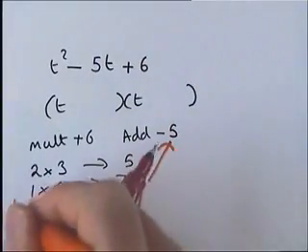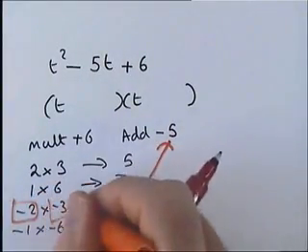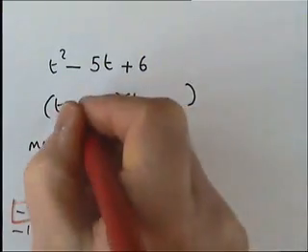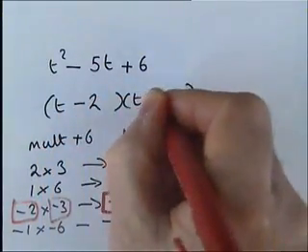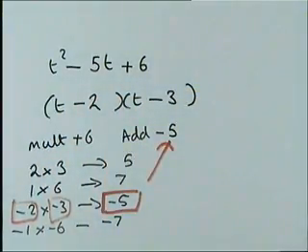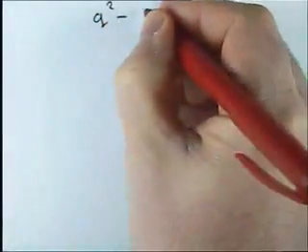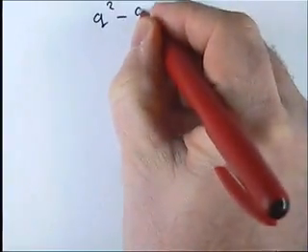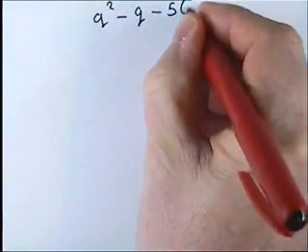So we know the answers are going to be negative 2 and negative 3. So t minus 2 and t minus 3. Okay, the rest of it just comes with practice. We're going to do one more together, and then I'm going to let you practice. q squared minus q minus 56.